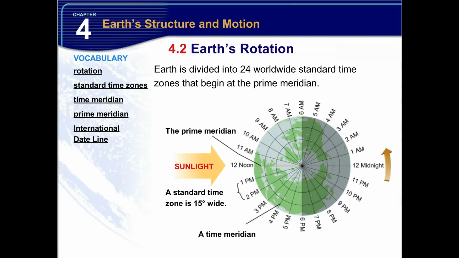Now, Earth is divided into 24 worldwide standard time zones that begin at the prime meridian. Each standard time zone is about 15 degrees wide.